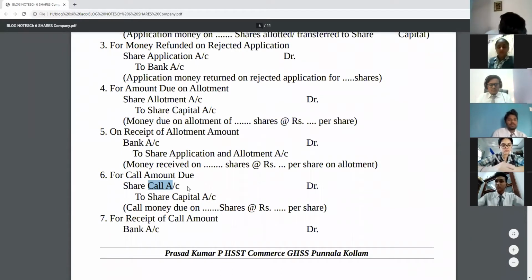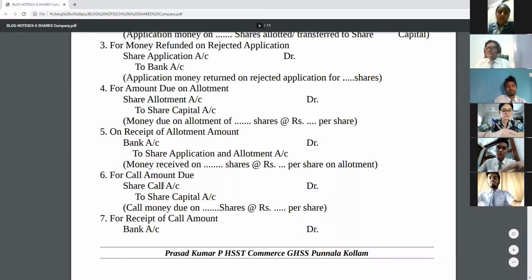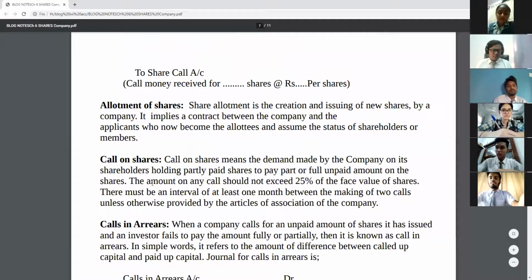My dear children, it's very easy. You can learn the entry of allotment. Now you will change this word only. In place of allotment, now the company can make call. So this will be call. Then accordingly they will change.